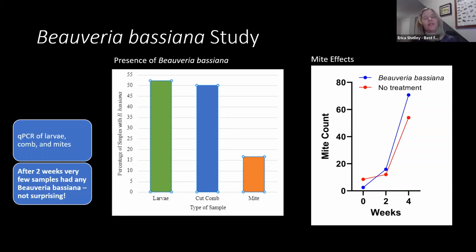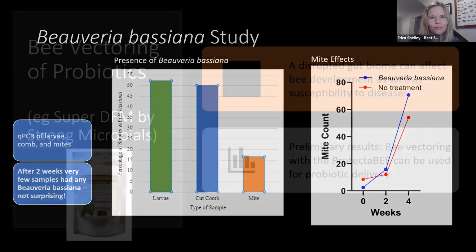But the big takeaway from this was that we were able to show that it can be spread throughout the hive. And so when the Metarhizium becomes available, we'll be able to use the bee vectoring system to deliver the Metarhizium, as well as we plan on developing our own strains over the summer that are more likely to survive within a hive and be effective against Varroa mites.